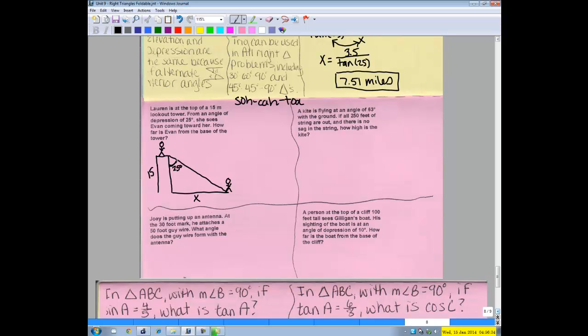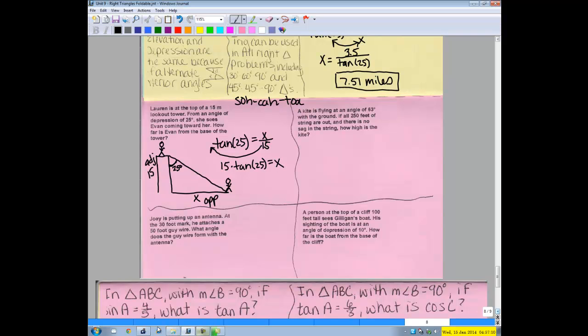So we're at our 25. This 15 is right next to our 25, so this is the adjacent. And the x is across from our 25, so this is our opposite. So we're looking at opposite and adjacent, which is tangent. So the tangent of 25 is equal to opposite over adjacent, so x over 15. And whenever our variable is in the numerator, you just move this right around to the front and multiply. So 15 times the tangent of 25 is equal to x.